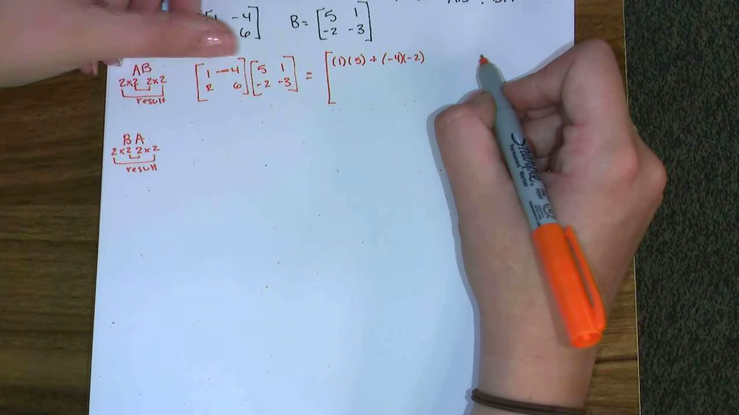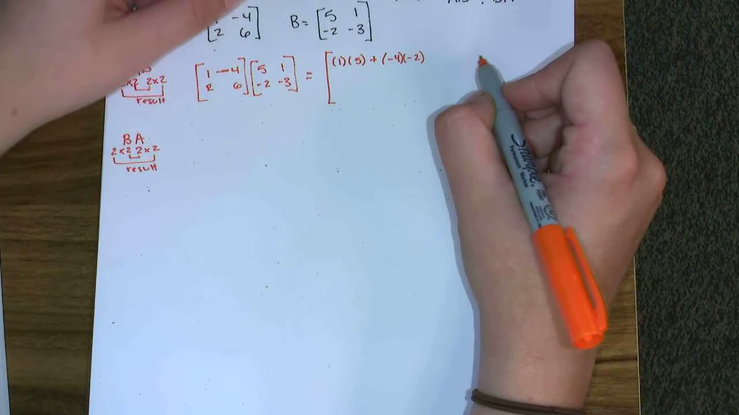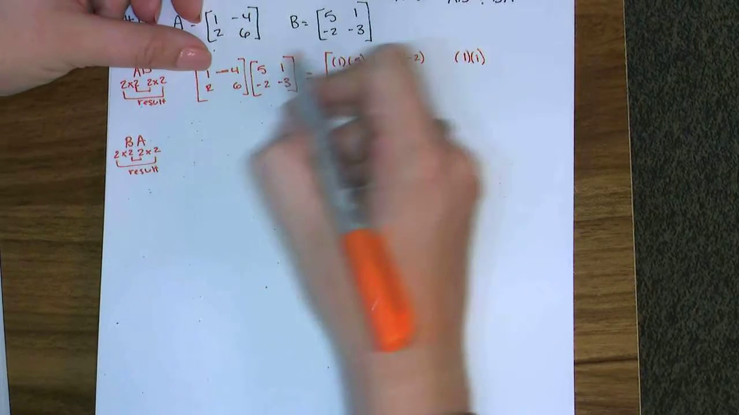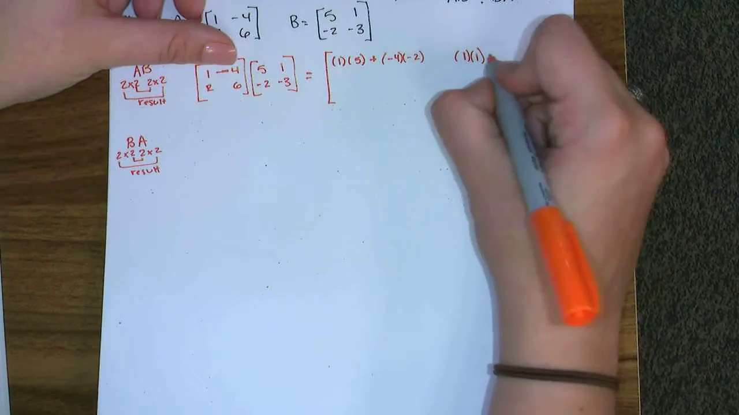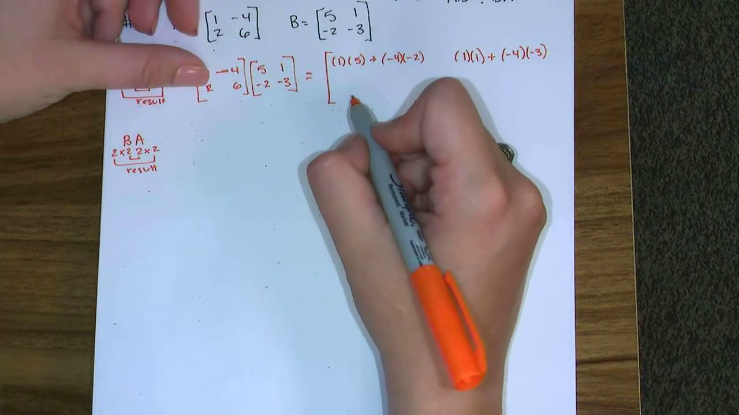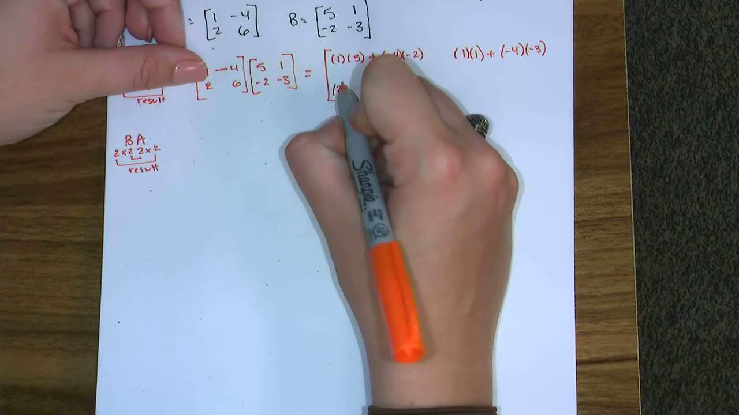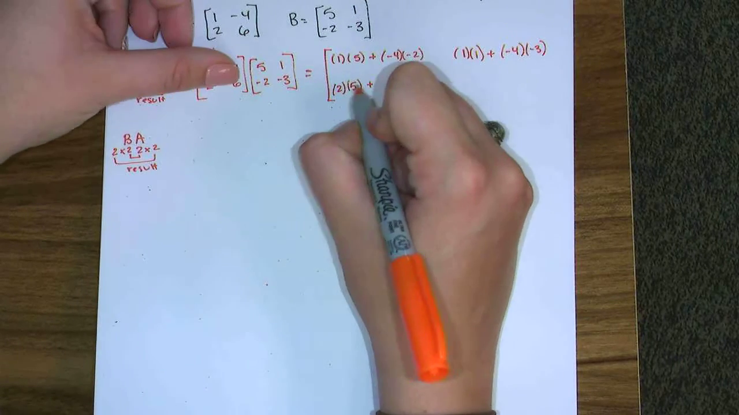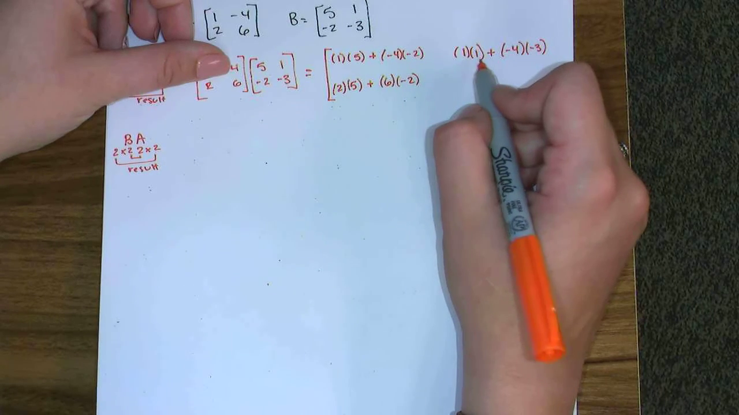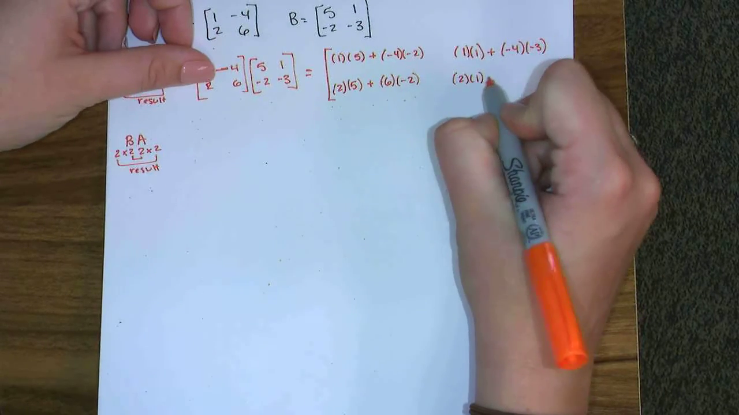Then over here, I'm going to do the same thing going across. So we have 1 times 1, plus negative 4 times negative 3. Now, when we get down to the bottom, we start over. So 2 times 5 plus 6 times negative 2. And then we do it again, 2 times 1 and 6 times negative 3.